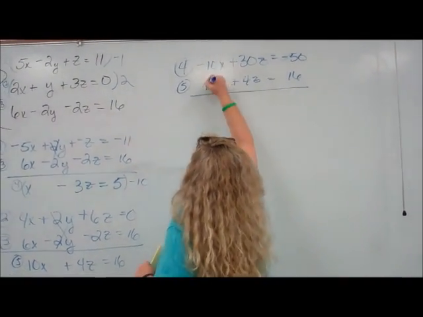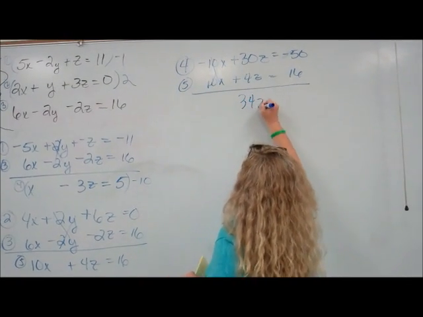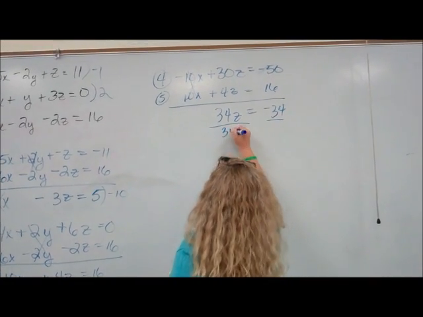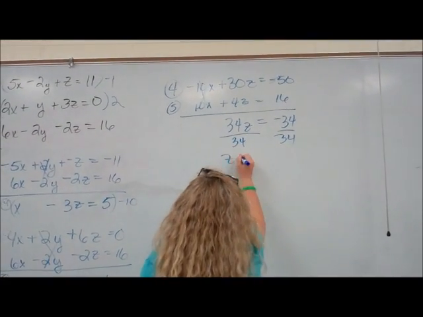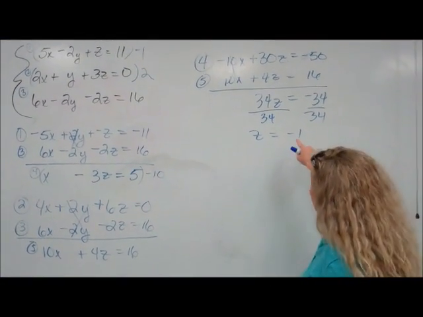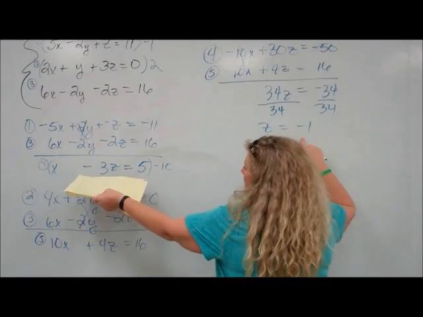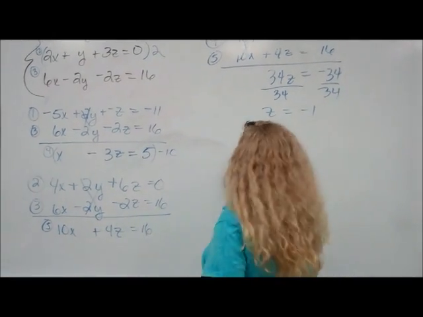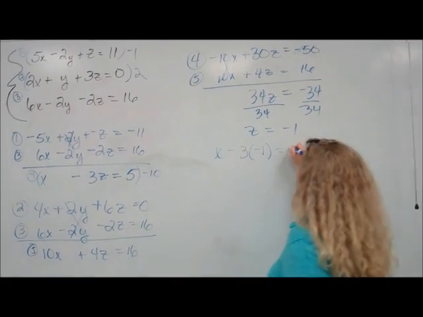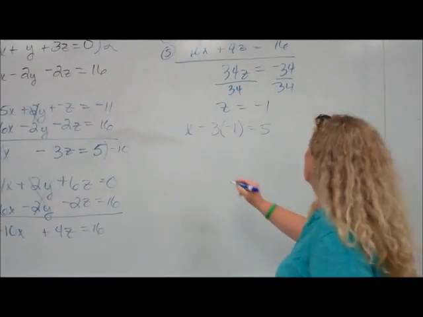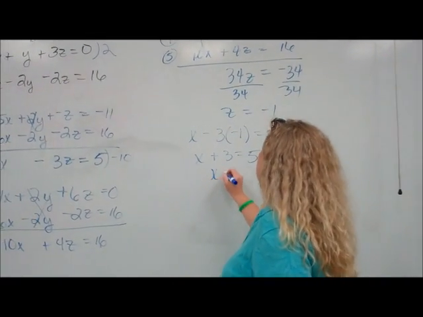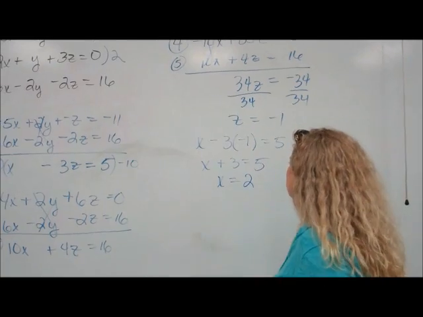Add them. We've got these eliminated. This is 34z equals -34. Divide by 34. z equals -1. Okay, one variable solved for. Now, if z equals -1, I can plug it in here to get x. So x minus 3 times -1 equals 5. So x plus 3 equals 5. Subtract 3, x equals 2.